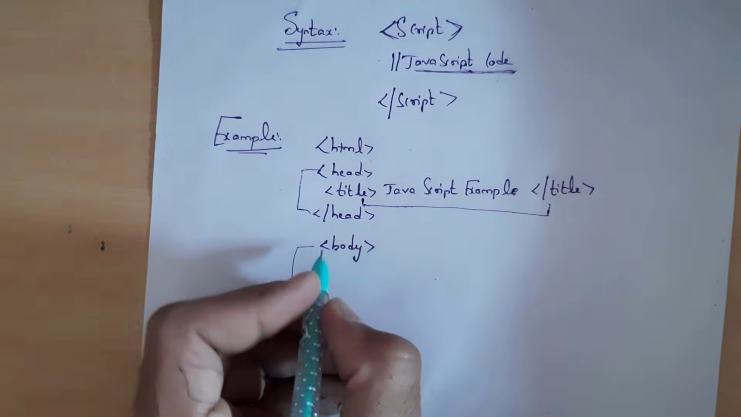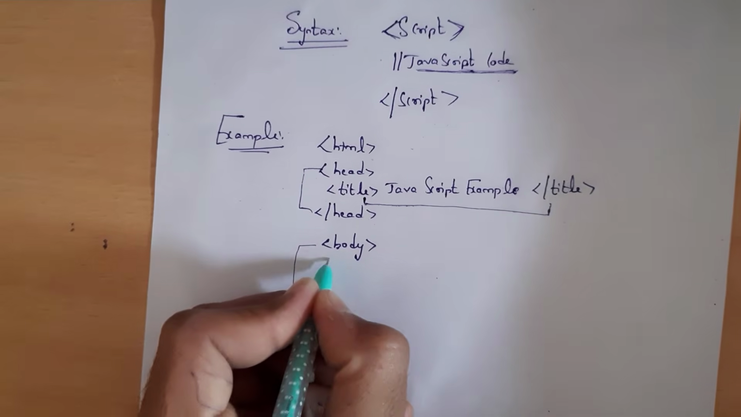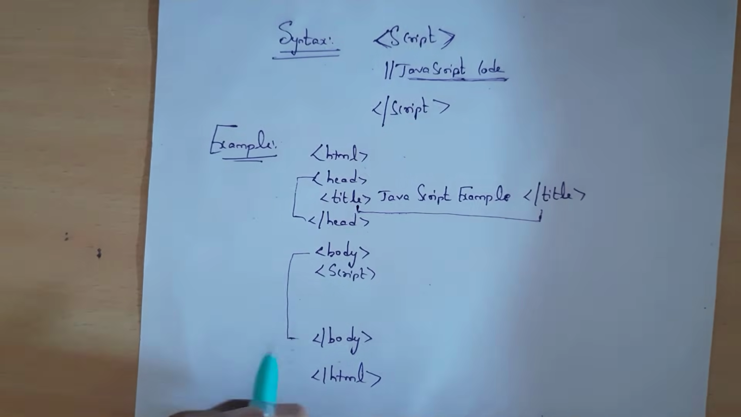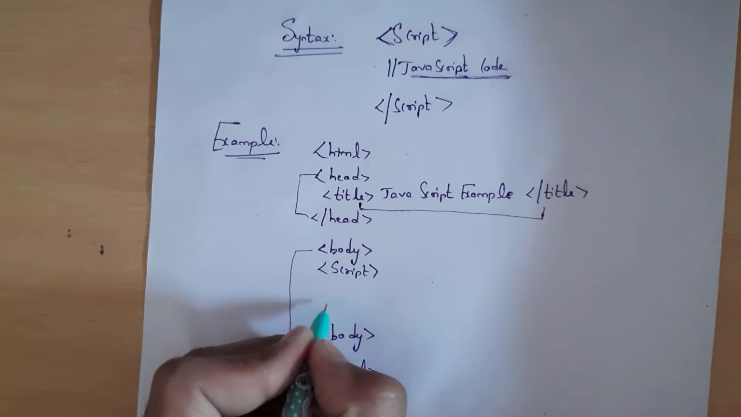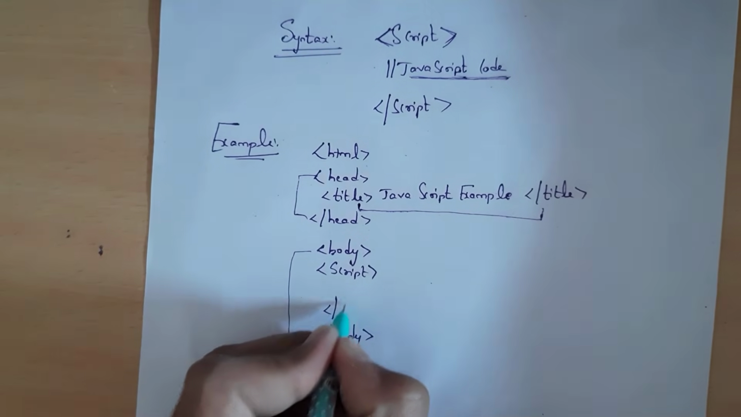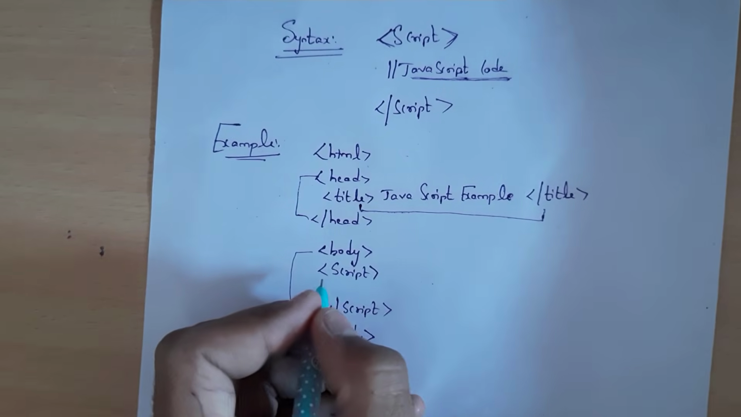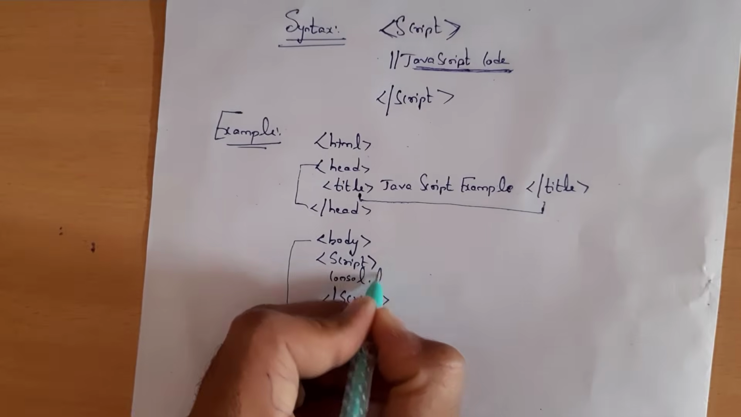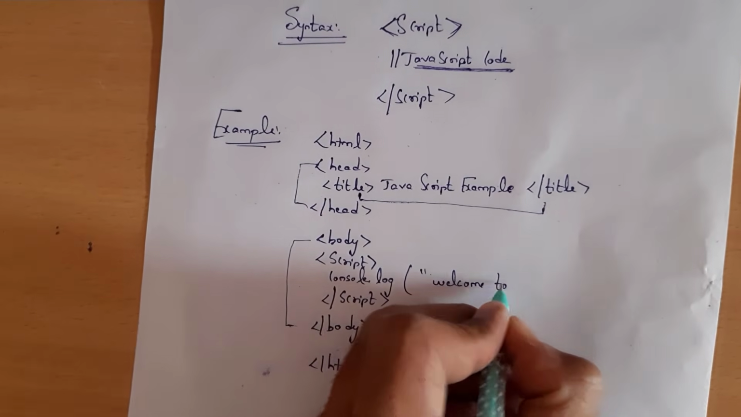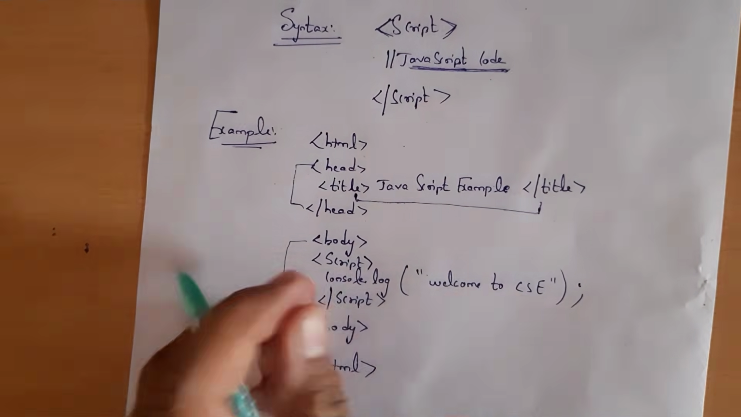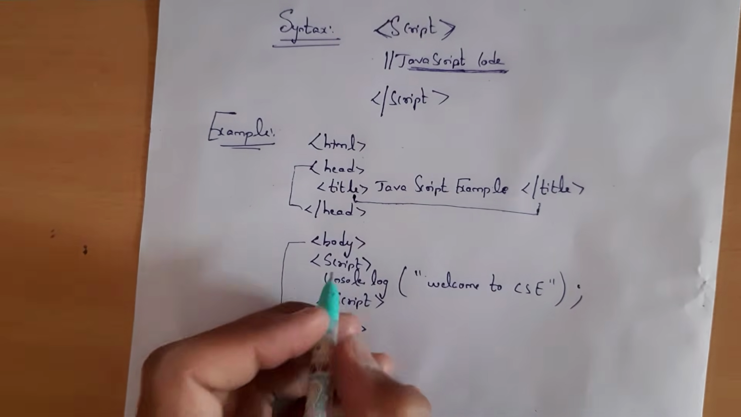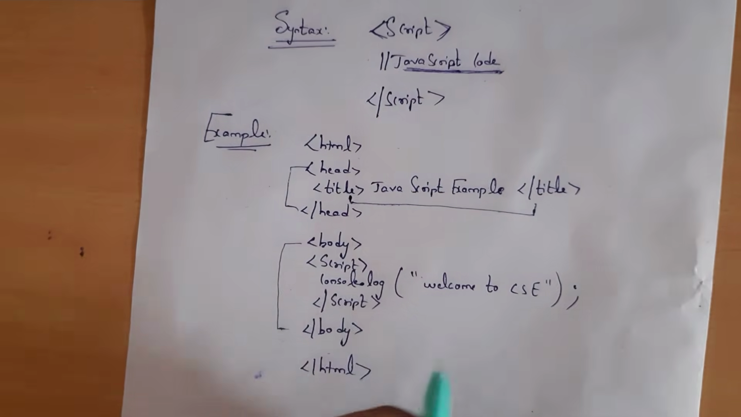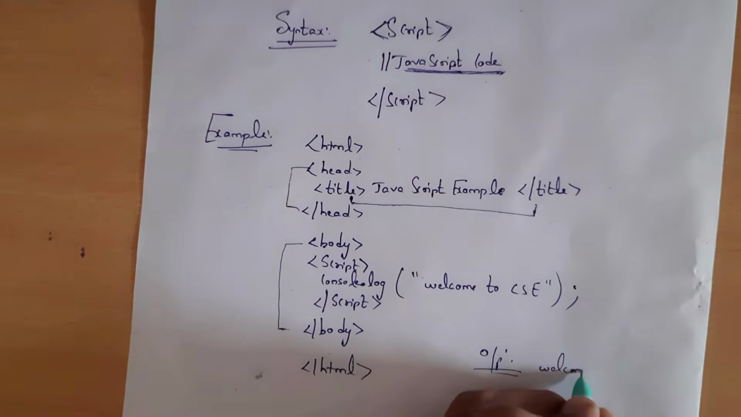Inside body, we need to write JavaScript. So first open the script tag, as I already said in the syntax. For JavaScript, we need to use the script tag. I open the script tag, and similarly I close this script tag, and inside this I am writing JavaScript code. console.log of welcome to CSC. This is the JavaScript code which I have written, where console.log is used to generate output. So the output is welcome to CSC.